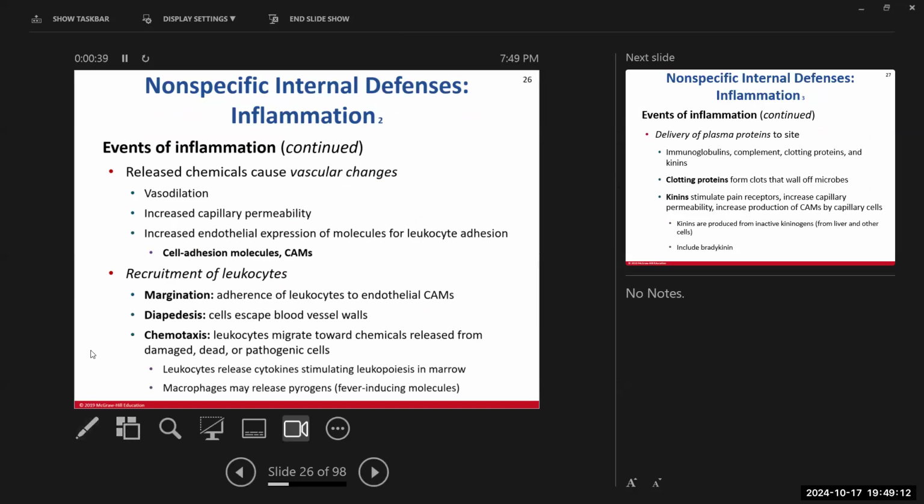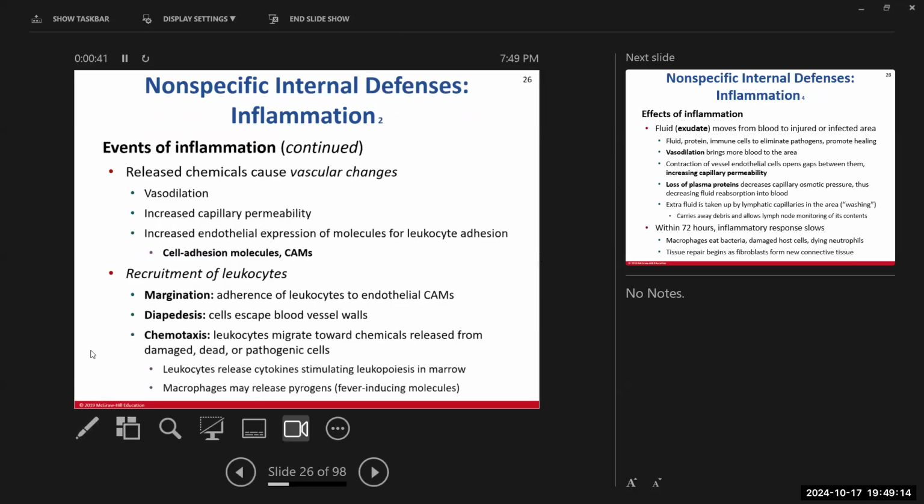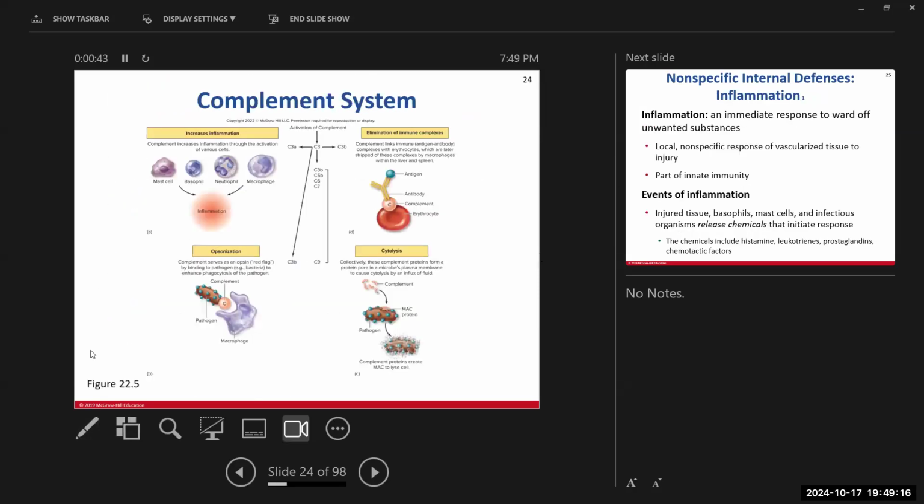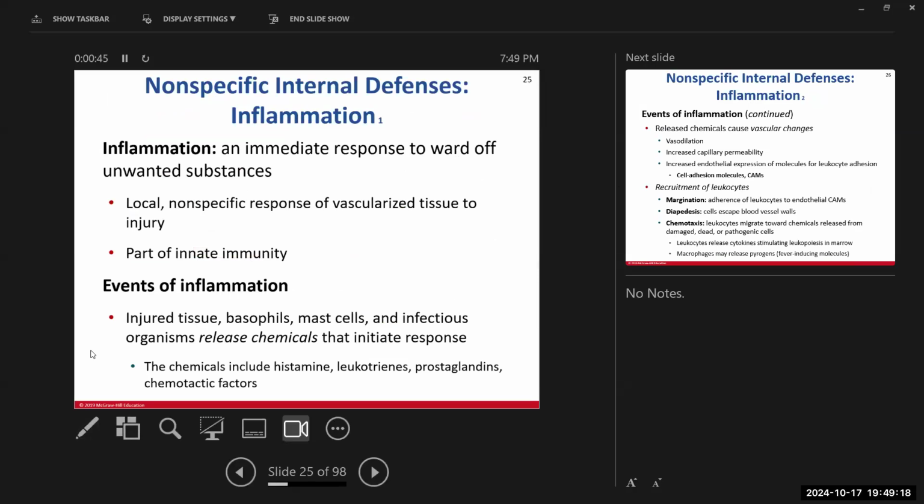I like talking about inflammation because we get to talk about some of the cool aspects and the steps of what the cells do when they're leaving the bloodstream and moving out to the tissue. And it's actually really interesting to learn about. So let's first define what inflammation is: an immediate response to ward off unwanted substances.